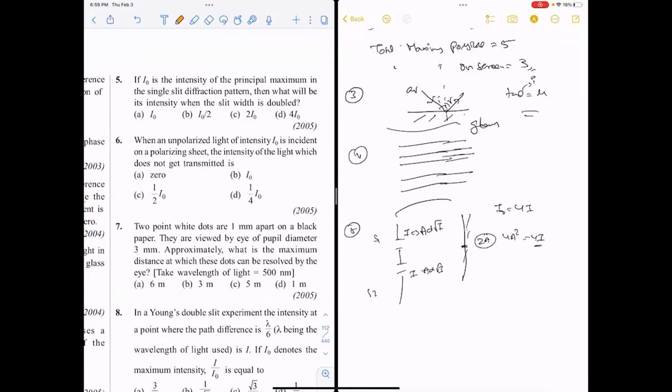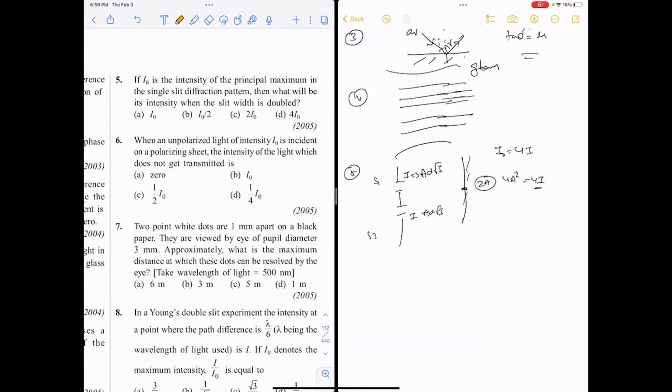So what are we doing now? We are doubling it. So the intensity of each slit, when you make it double, is 2I. Agreed. So A becomes A root 2. So what is the amplitude here? 2 root 2A. What is 2 root 2A if I square it? 4 twos are 8A square, or 8I naught.